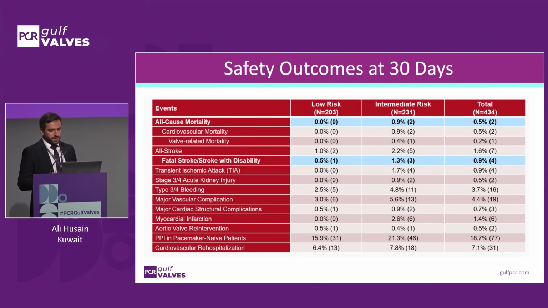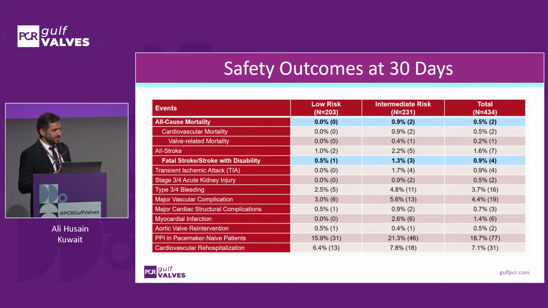With regards to safety outcomes at 30 days, there is really low risk for cardiovascular and non-cardiovascular mortality. Stroke was below 1%. The rate for pacemaker implantation in this study was 18%. And I think this is early experience. As we learn more about this valve, I do believe the risk of pacemaker implantation will potentially decrease.